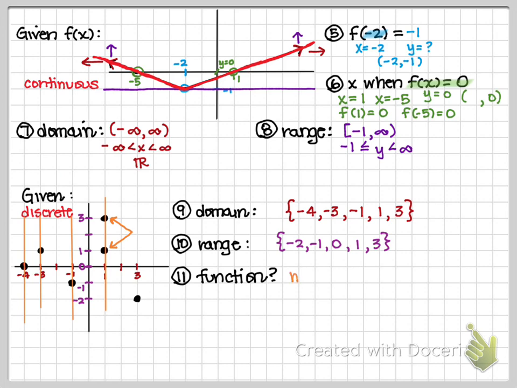So function, no. Make sure you can describe why. You can say fails vertical line test. You can say that the x value of 1, so x equals 1, has multiple y values.